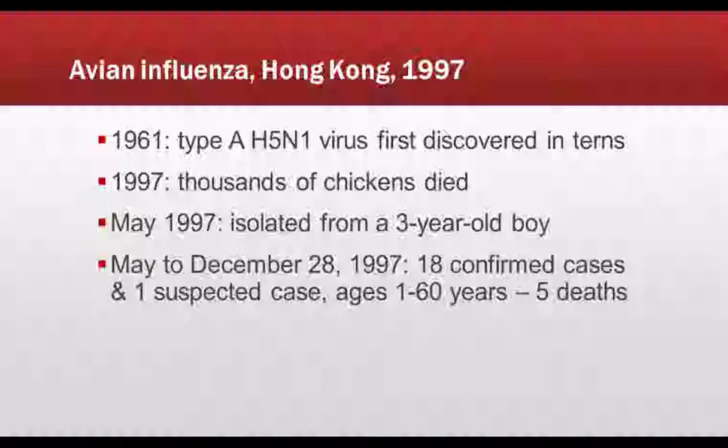And the concern at the time, appropriately so, was now you had a novel virus that could infect humans and make them very sick. And the concern was this could be the next pandemic. You'll notice in the last bullet there it says December 28, 1997. What happened on December 28th? Why did this outbreak so abruptly kind of halt?